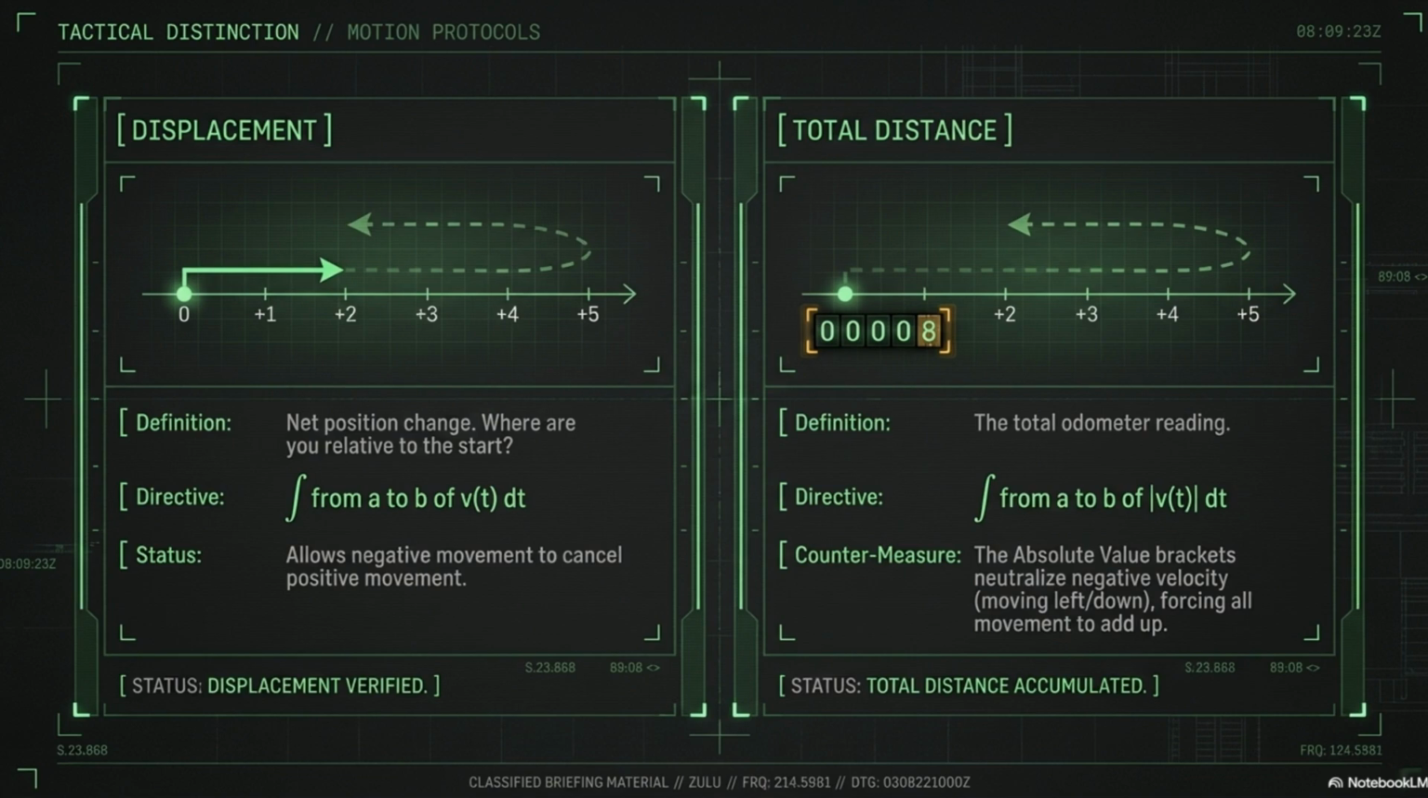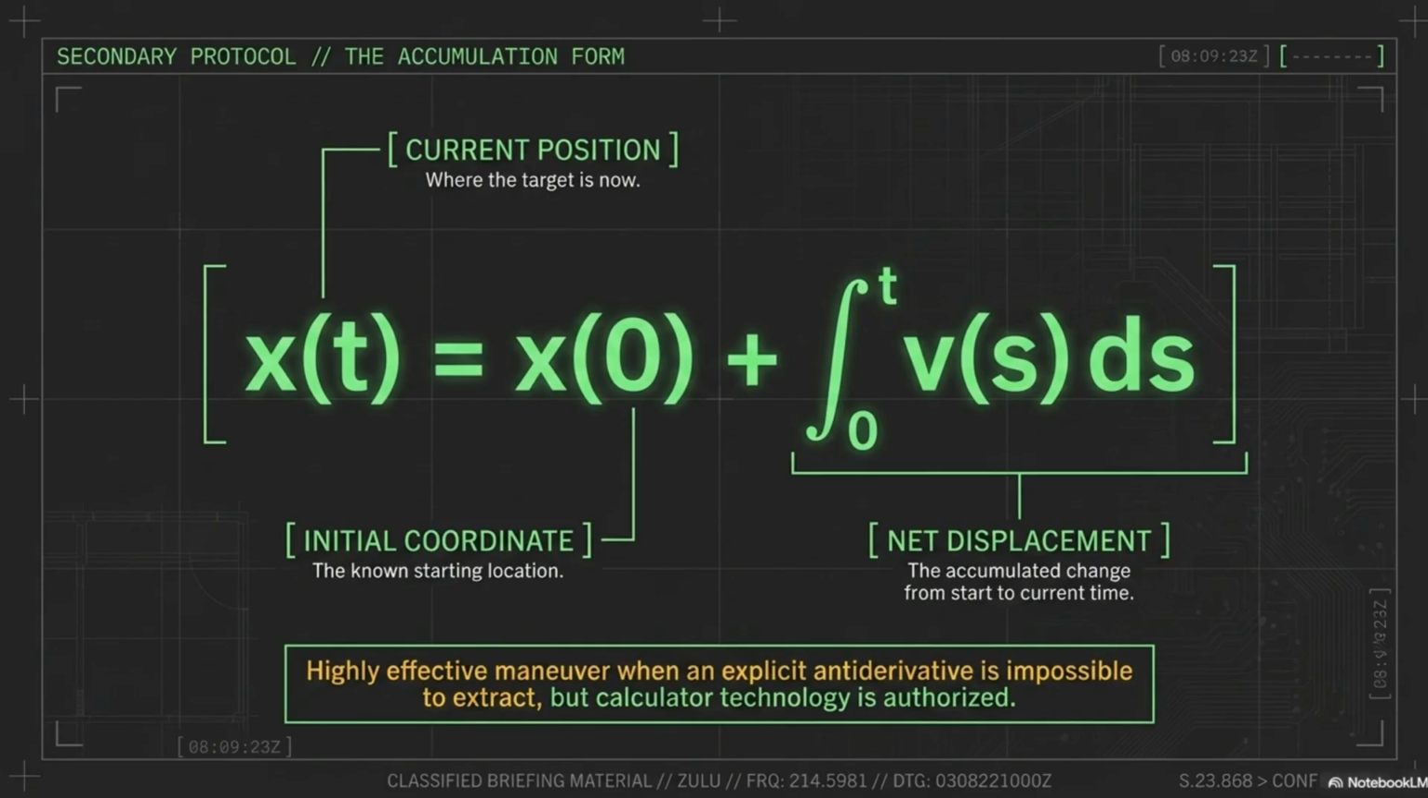Tactical distinction. Motion protocols. When tracking a target, you must distinguish between displacement and total distance. Displacement is the net position change found by simply integrating velocity. This allows negative backward movement to cancel positive forward movement. Total distance is the total odometer reading. This mandates the deployment of absolute value brackets around the velocity function, neutralizing negative direction and forcing all movement to add up.